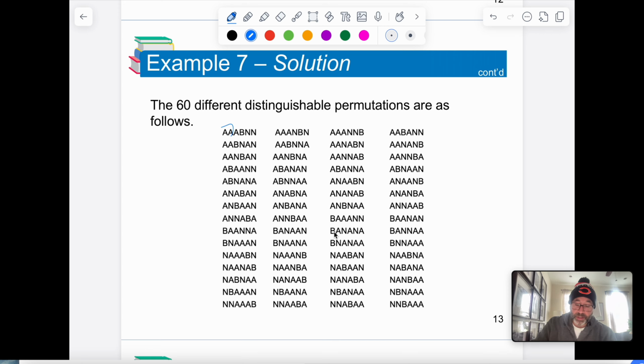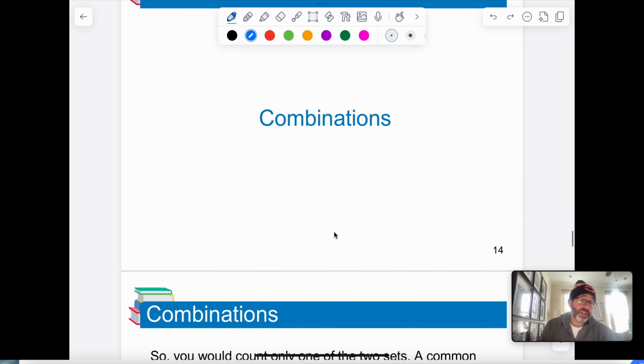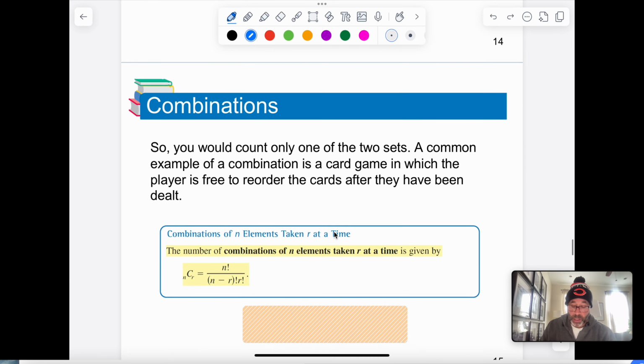Again, if I was to rearrange these 2 A's right here, you wouldn't be able to tell, so it's not considered a distinguishable permutation. All right, let's continue on. So now let's talk about where the order doesn't matter, where we're talking about a combination.